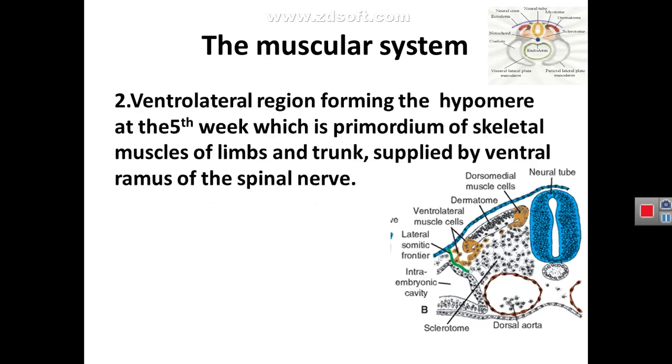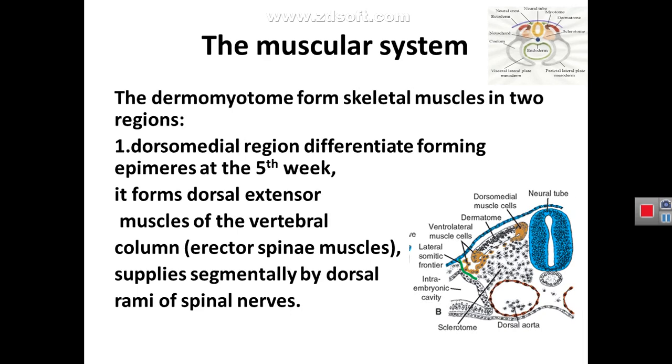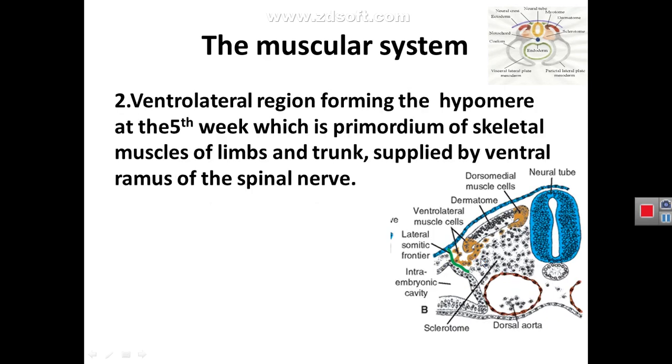The other part of the dermomyotome that forms myotome is the ventrolateral region. That was the dorsomedial region forming the epimere, while this is the ventrolateral region of the dermomyotome. This ventrolateral region will form muscles which are called hypomere, also in the 5th week of development. And that ventrolateral myotome of the hypomere are the muscles that will spread to form muscles of the limbs and muscles of the trunk.